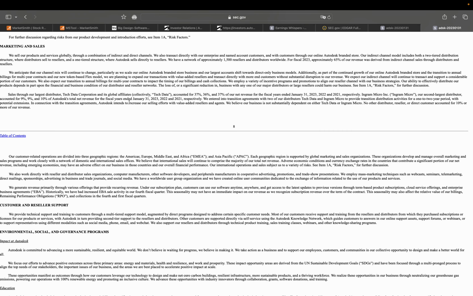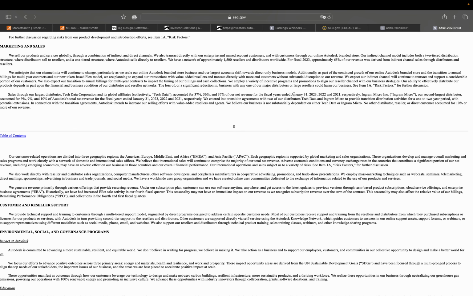Let's see. I just noticed this number here and what it's saying. It says the sales through our largest distributor, Tech Data Corporation, and its global affiliates accounted for 37%, 36%, so about 37% of their net revenue is going through this large distributor called Tech Data Corporation and its global affiliates, right?